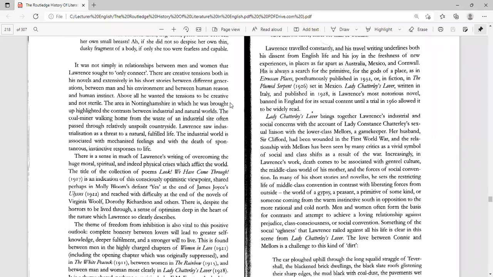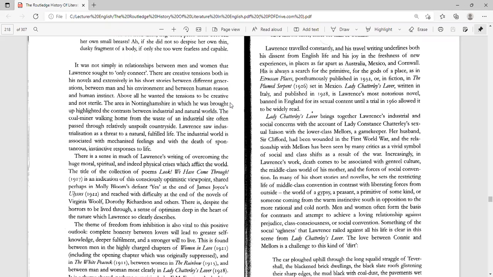It was not simply in relationships between men and women that D.H. Lawrence sought to connect. There are creative tensions both in his novels and extensively in his short stories between different generations, between man and his environment, and between human reason and human instinct. There is a famous quote, "blood is wiser than intellect," and blood stands for instinct in this quotation. Lawrence wanted the tensions to be creative and not satirical. That is his idea that tensions are not futile, they are fruitful.